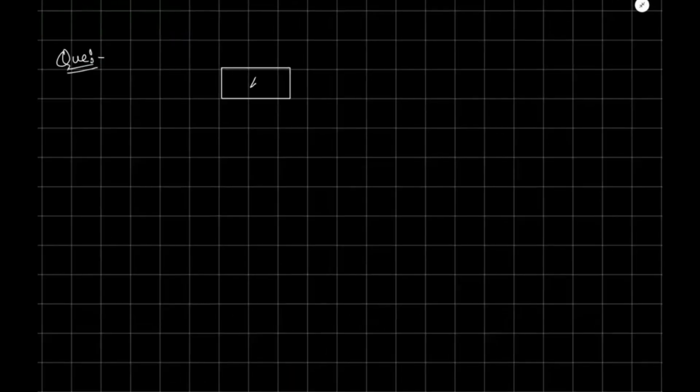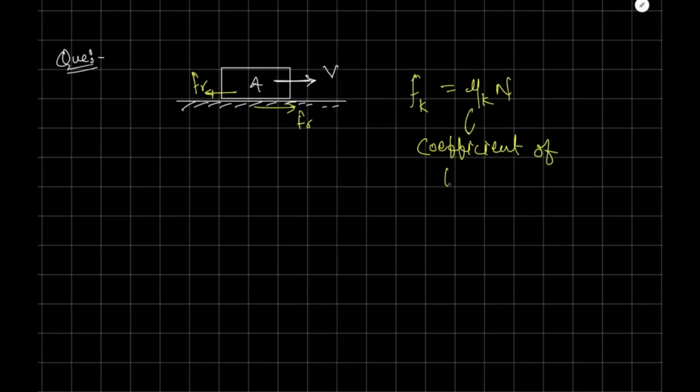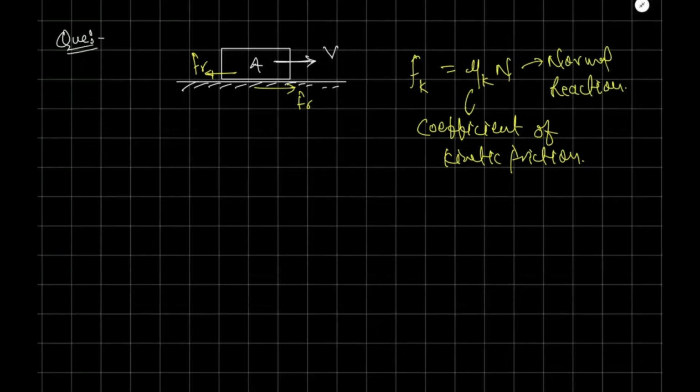Okay, let's assume this is object A and it is kept on a rough surface, and this object is moving in this direction with velocity v. Can you tell me what will be the direction of friction force on object A and on the surface? Sir, on object A it will be backwards, and on the surface it will be forward. Okay, good. So this will be the direction of friction. When we have relative motion, in this case there is kinetic friction. And we find kinetic friction as Fk is equal to mu k into N, where mu k is the coefficient of kinetic friction and N is the normal reaction. So in this case we can easily figure out the force that is acting.